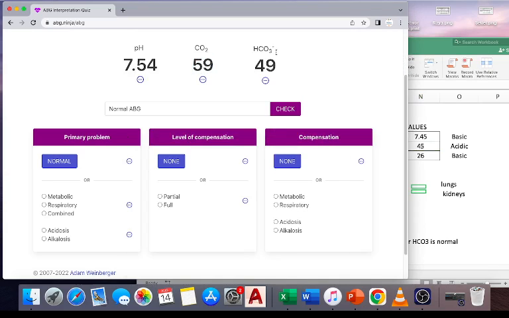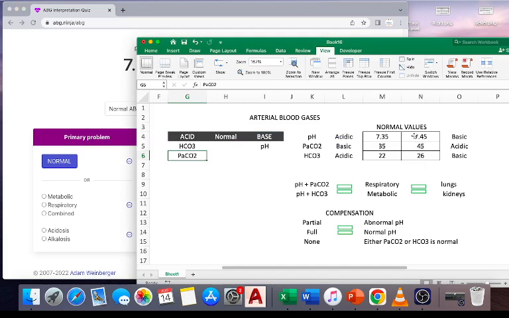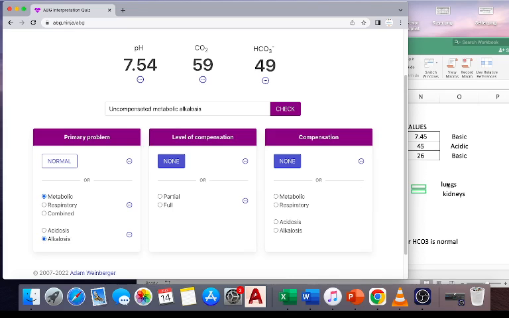And bicarbonate is 22 to 26, and if it's higher, it's basic. So if it's pH plus HCO3 on the same column, it means metabolic. And since pH is alkalotic, I would answer metabolic alkalosis. Once again, if there is either of these that's within normal values, I would answer none. So that means there's no compensation by the body.